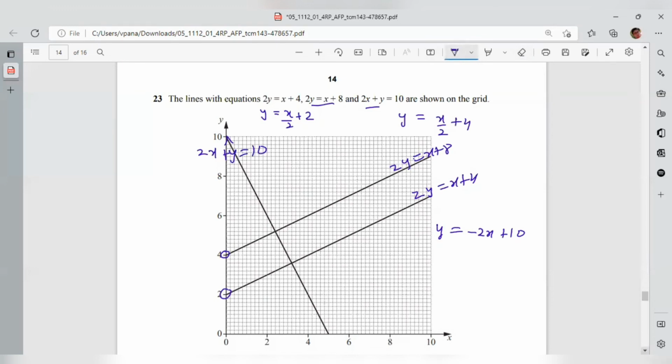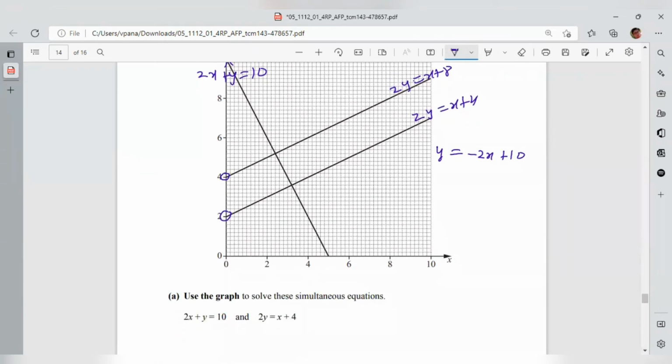Now you are asked to find the solution of the simultaneous equations 2x + y = 10 and 2y = x + 4. Using the graph, where these two lines intersect is the solution of this simultaneous equation. So 2x + y = 10 is this line, and 2y = x + 4 is this line. So this point is going to be the solution.